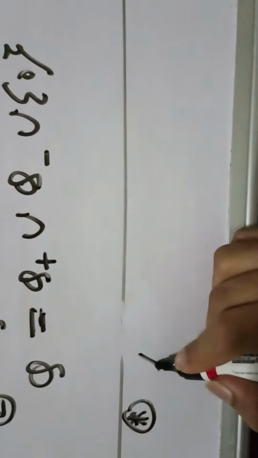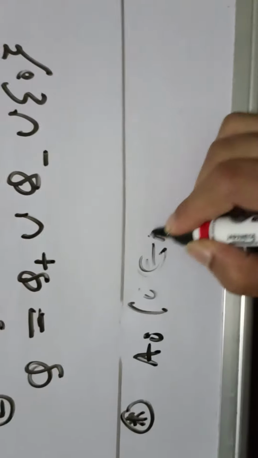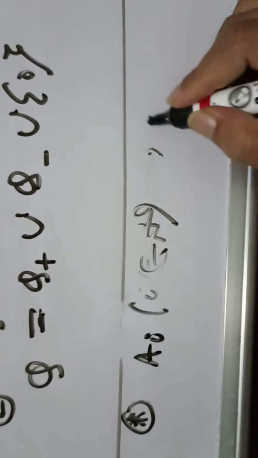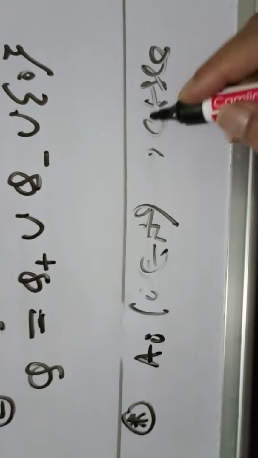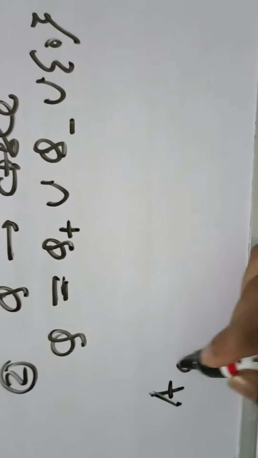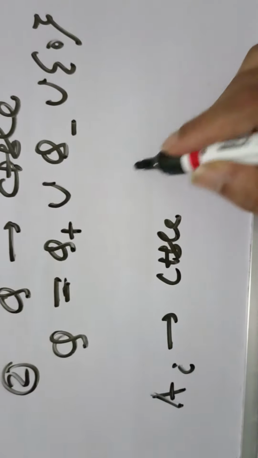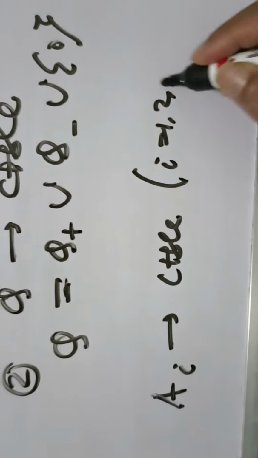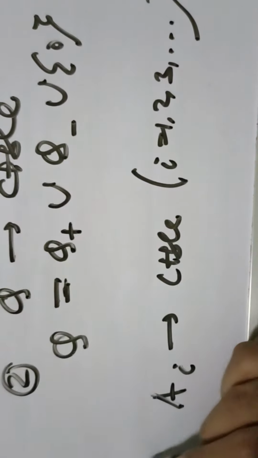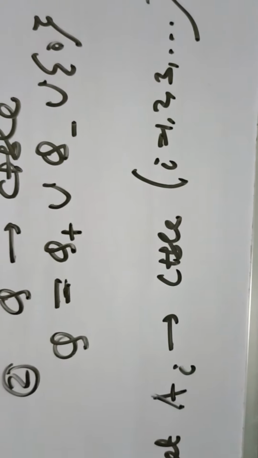Suppose Ai, for i belonging to the natural numbers, is a countable set. Each Ai is a countable set, where i is 1, 2, 3 and so on. It means A1, A2, A3, A4, A5, A6 are all countable.